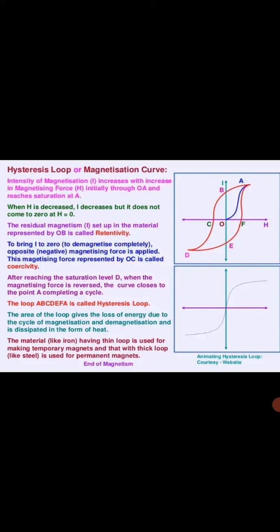is dissipated in the form of heat, because when the substance is magnetized and demagnetized at a particular instant, there must be some vibrations produced, and due to the vibrations produced during the magnetization and demagnetization, some energy is lost in the form of heat. So the area of the loop will give you this loss of energy in the form of heat during the cycle of magnetization and demagnetization.